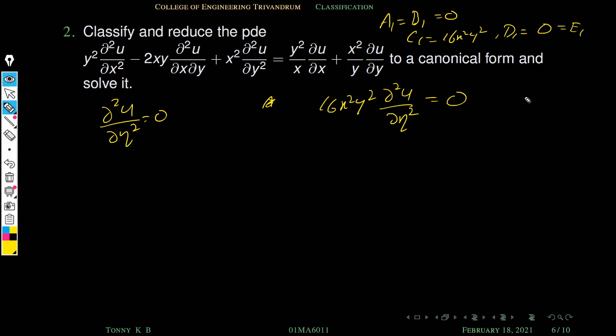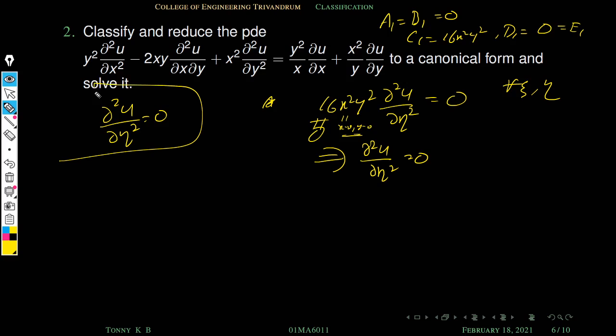This is true for all psi and eta, implies what? Dou square u by dou eta square equal to 0. This equation is 0 for every psi and eta. That is possible only when this value is 0, because 16 is never equal to 0, and this quantity is 0 only when x equal to 0 or y equal to 0. So this product should equal 0 for all psi and eta. That is possible only when dou square u by dou eta square equal to 0. That's why the canonical form is like this.